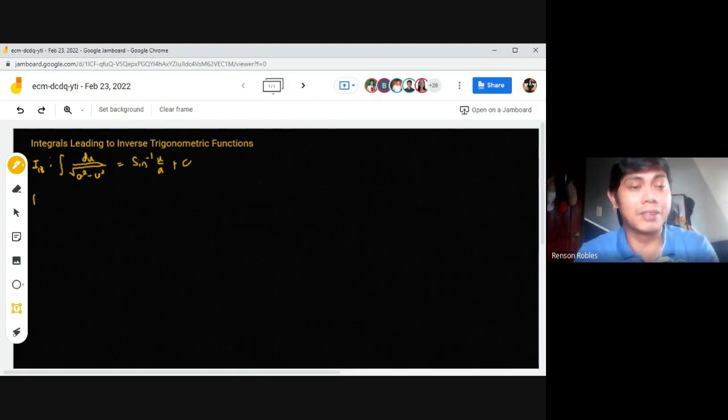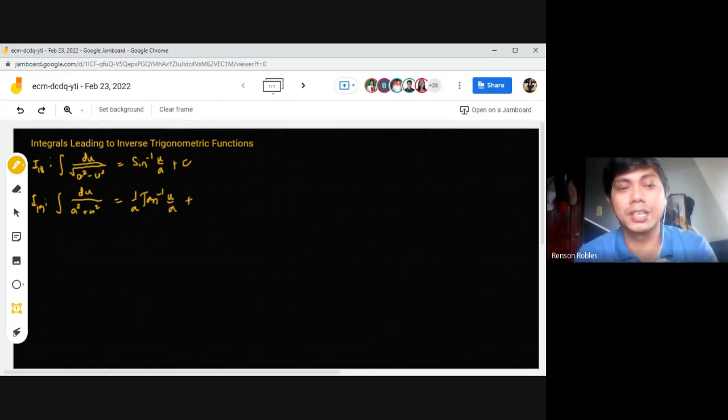And then we have I-19, the integral of du over a squared plus u squared, and this is equal to 1 over a arc tangent u over a plus c. One more thing, take a look at the denominator, a squared plus u squared. Since that is preceded by the plus sign, you can interchange them, since the commutative property holds under addition. So you can also express this as u squared plus a squared.